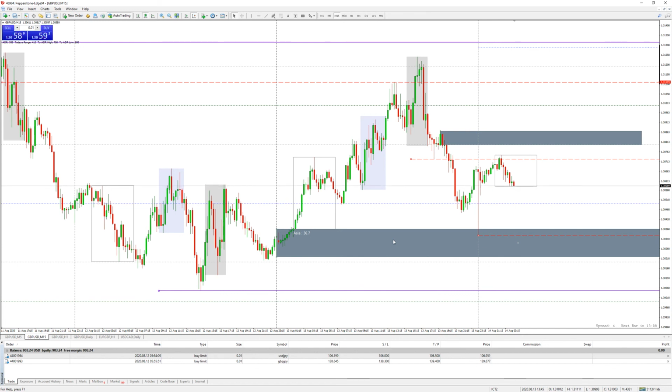Actually, there was one nice setup under the, I believe, the ICT breaker over here. I didn't take that yesterday. Yesterday I took all the buys instead.